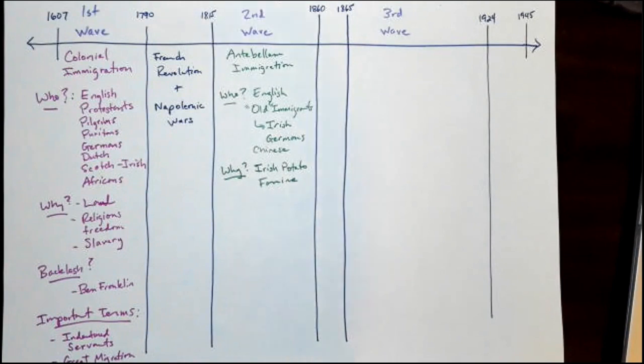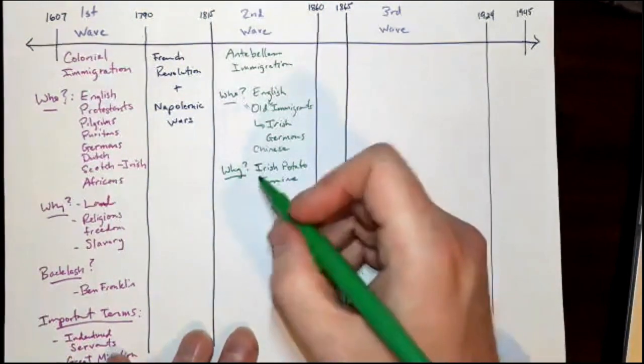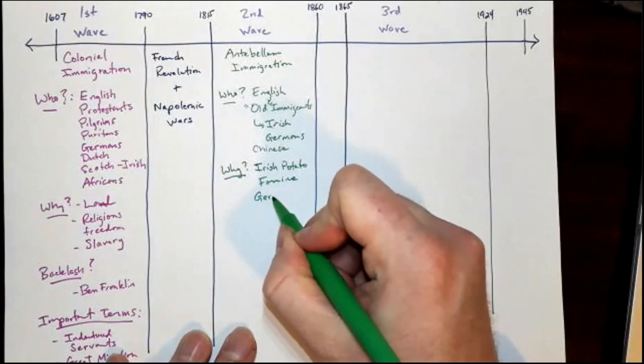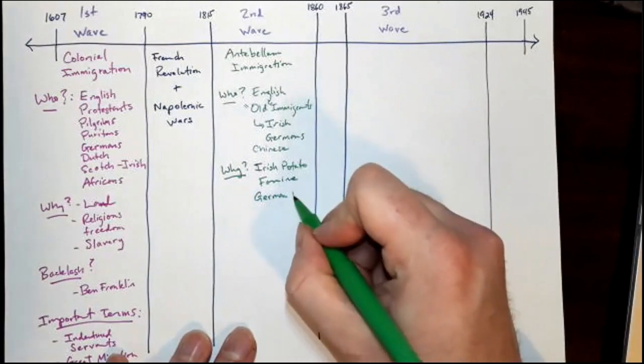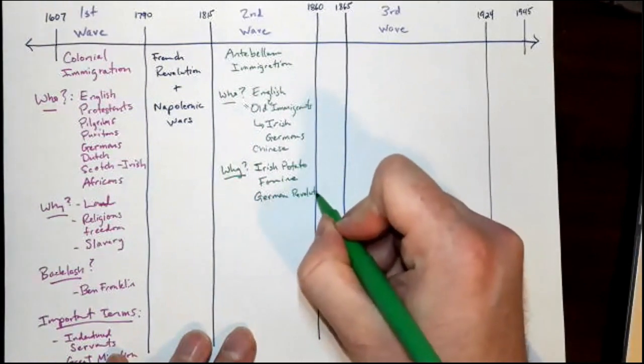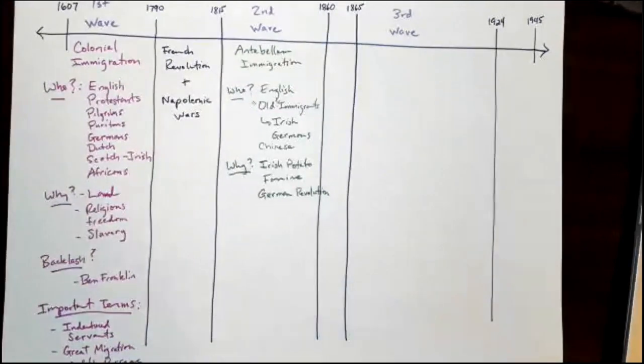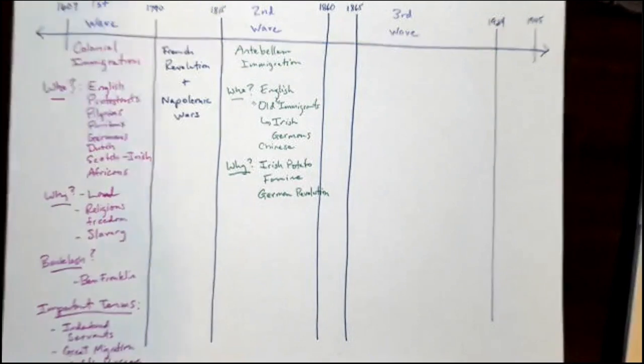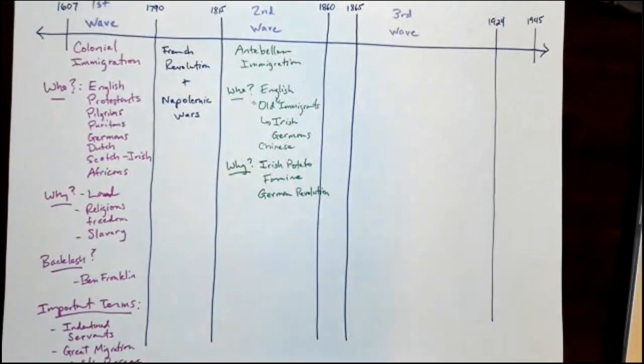Another group that is coming is the Germans, and they're going to be influenced by something called the German Revolution, which brought political turmoil to the country. The German Revolution required people to serve in the military. And so a lot of Germans came to America hoping that they would be able to gain more freedom, more experience democracy. So those are what we call push factors.